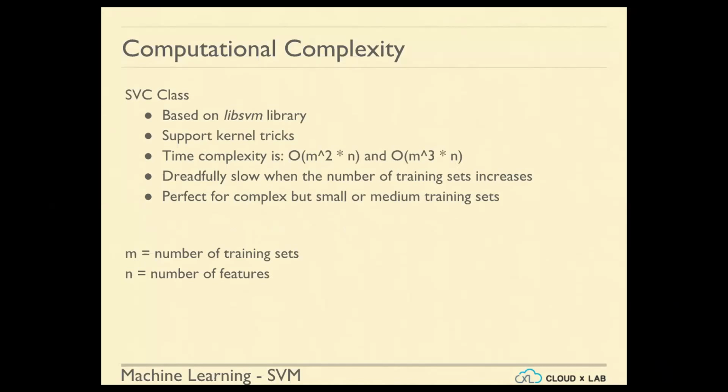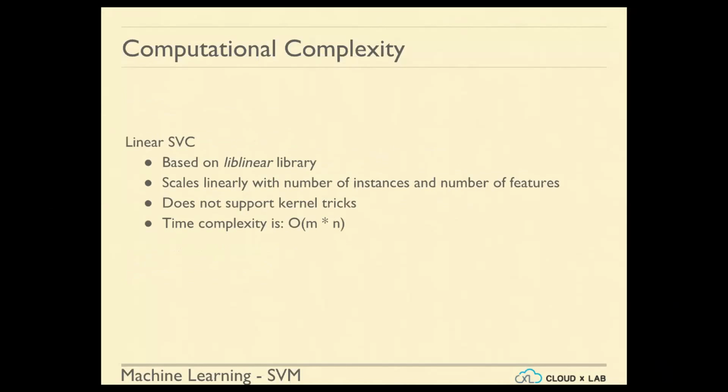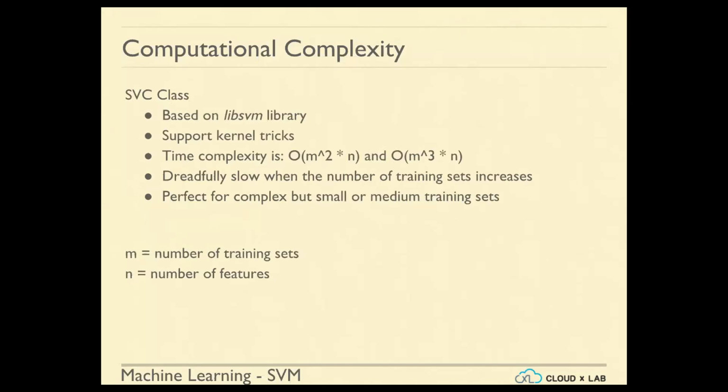And m is the number of instances, by the way, and n is the number of features. So when the number of instances becomes higher, the time consumed will become really high. As in, when the number of instances goes higher, the time will increase by square. So therefore, it becomes really, really slow as the number of instances grows.